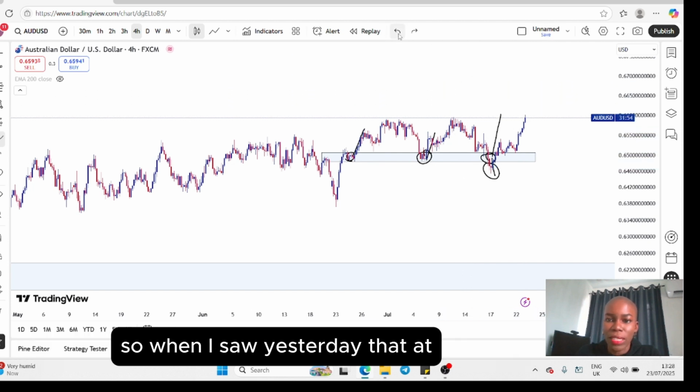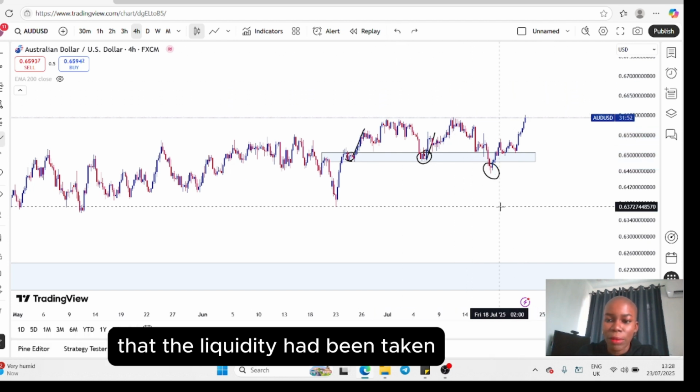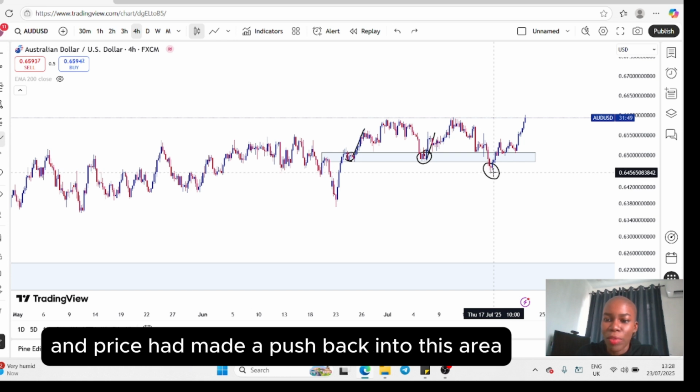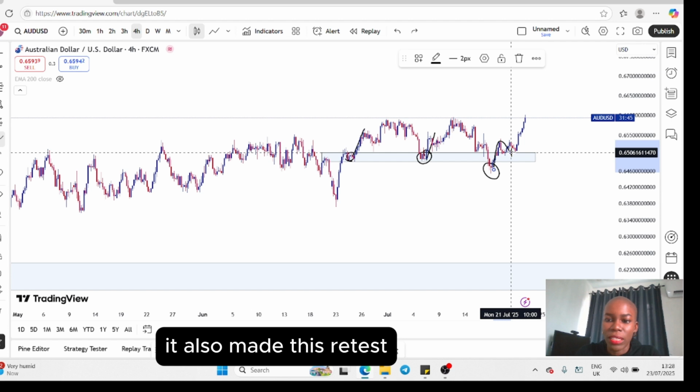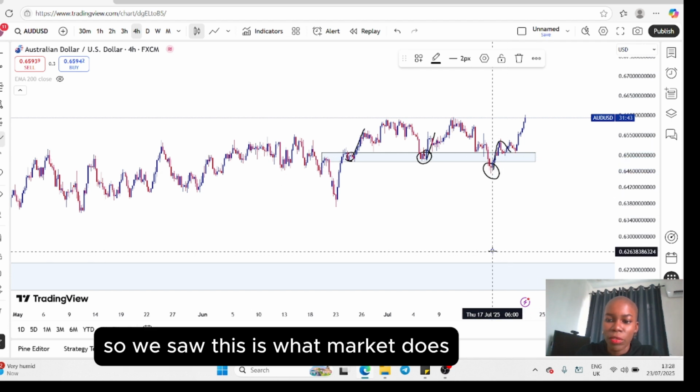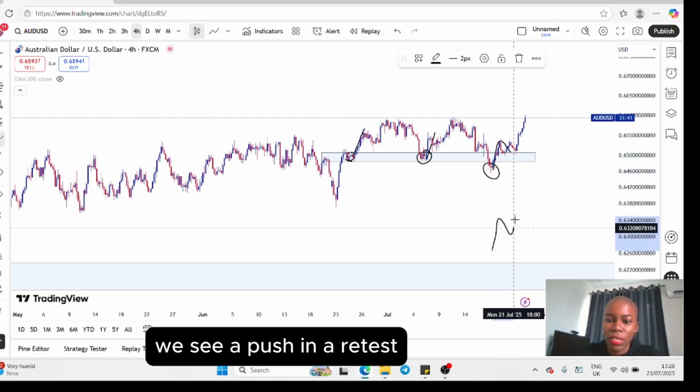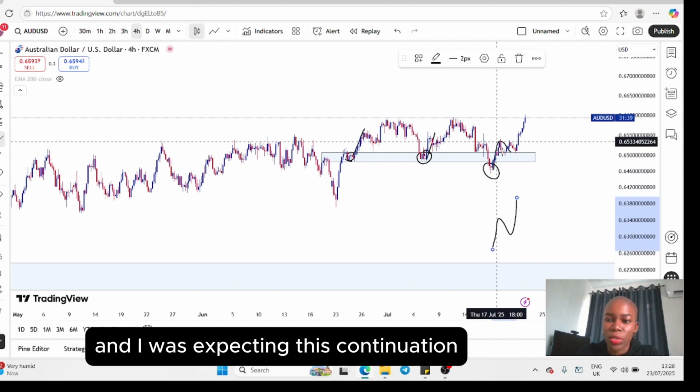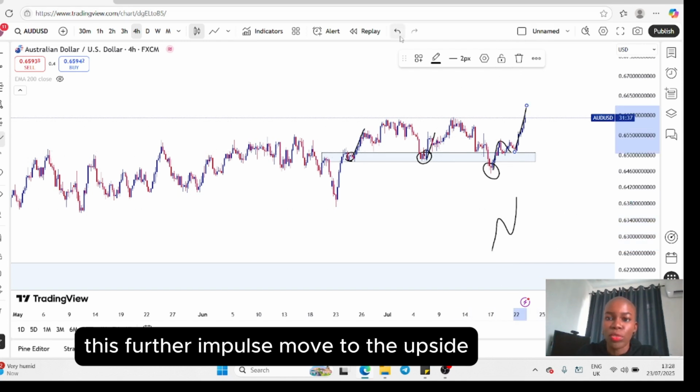So when I saw yesterday that the liquidity had been taken and price had made a push back into this area, it also made this retest. So this is what market does. We see a push, a retest, and I was expecting this continuation, this further impulse move to the upside.